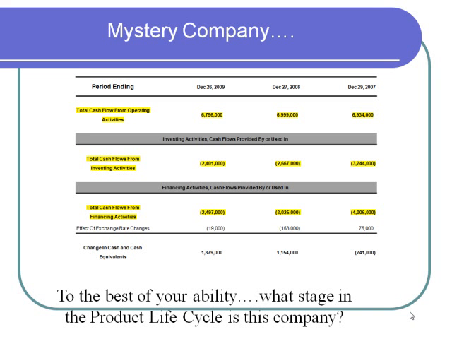So let's take a mystery company. And I didn't put all the details here. I'm just putting the summary lines. Cash from operations, cash from investing, cash from financing, net change in cash. To the best of your ability, what stage in the product life cycle is this company? Well, we've got 3 years of data, which is nice. So you can see a little trend analysis here.